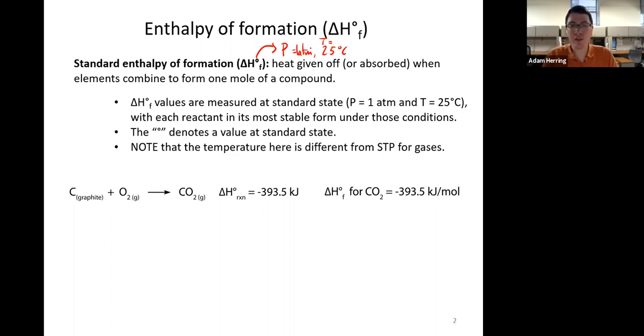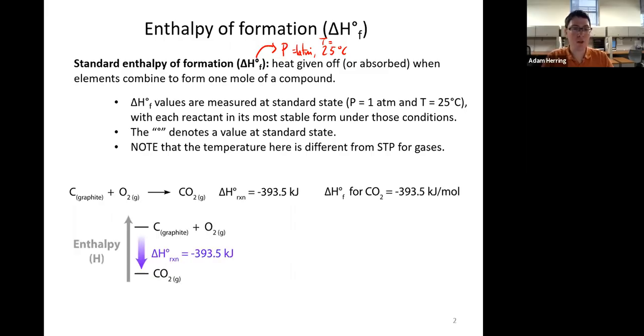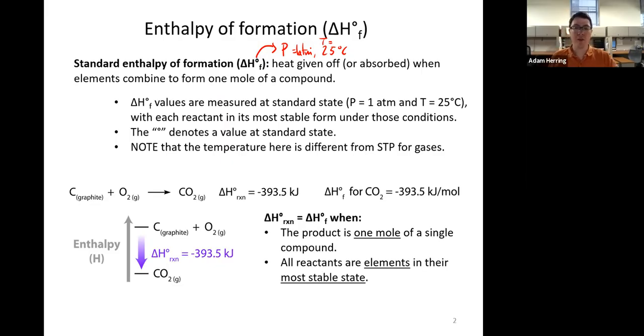equal to the standard enthalpy of formation. And the reason for this is because we're taking our substances, our elements, in their most stable form at 1 atmosphere of pressure and 25 degrees Celsius and converting them into 1 mole of a product. So as a recap, the enthalpy of any reaction is going to be equal to the enthalpy of formation when there's 1 mole of a single compound for our product and when the reactants are elements in their most stable state.